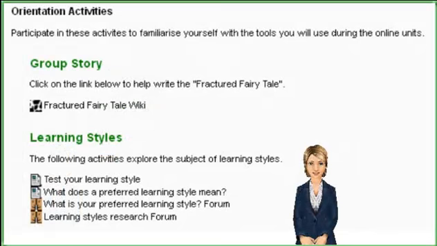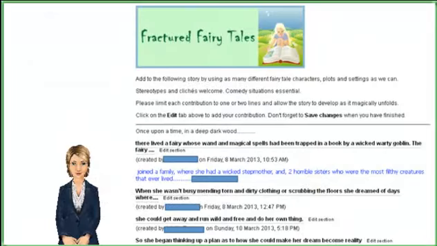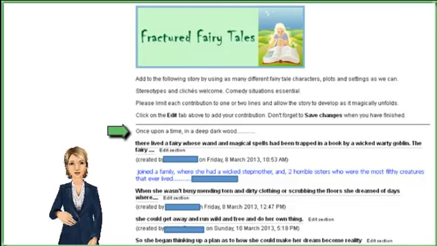Then they moved on to some orientation activities. The group story was an icebreaker. We started them off with a sentence and then they built on the story. The sentence we started them with was, "Once upon a time in a deep dark wood." And then they were encouraged to include aspects of different fairy tales into the one story. They did a good job with this and had a bit of fun.